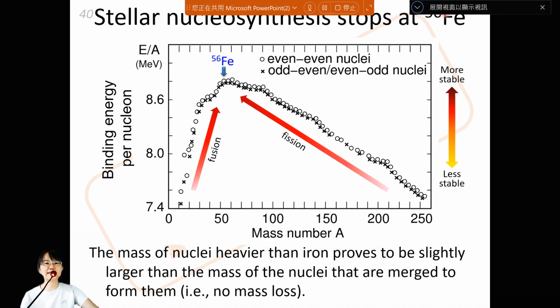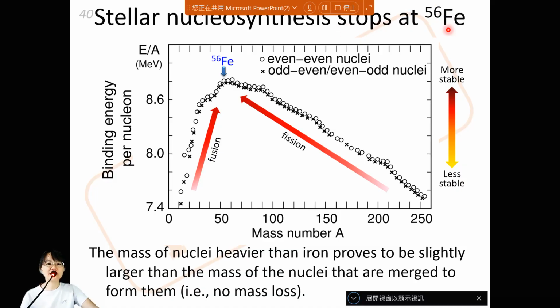Nuclear fusion has an end. It will stop at iron 56. This figure, this is the mass number, and this is the binding energy per nucleon. This is not from astronomy, this is from physics. If the binding energy is higher, the more stable the nucleus will be.